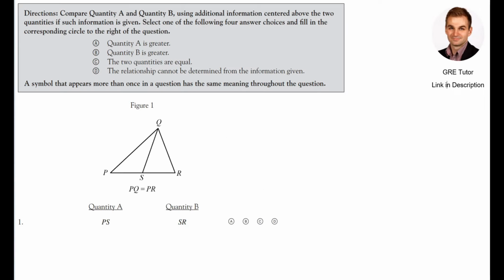Okay, why don't you take a second to look at the problem and see if you can figure out what the answer is. I will pause, and then you pause the video yourself and try and answer it, and then we will jump right into the explanation.